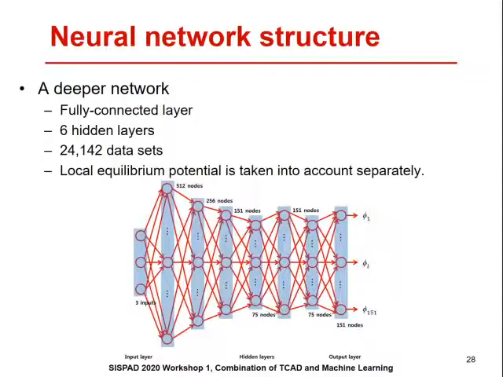Since a shallow network is not working successfully, we introduce a deeper network. It has 6 hidden layers. The local equilibrium potential is understood. The neural network predicts only the difference between the actual potential profile and the local equilibrium potential.